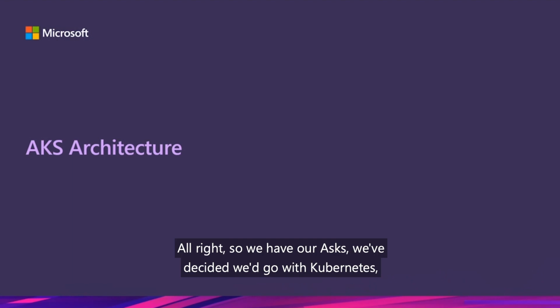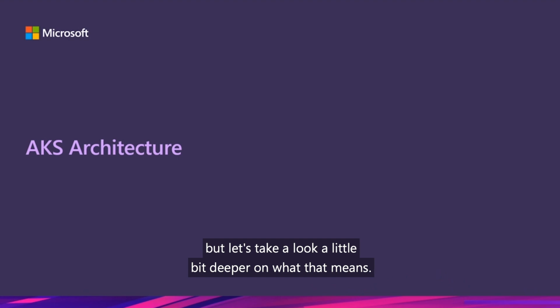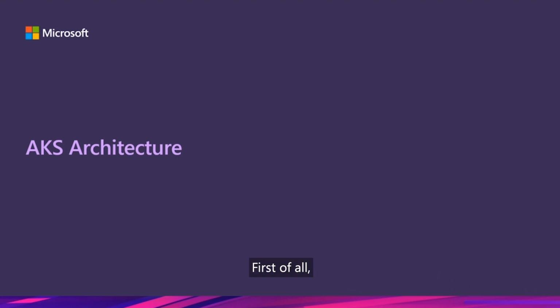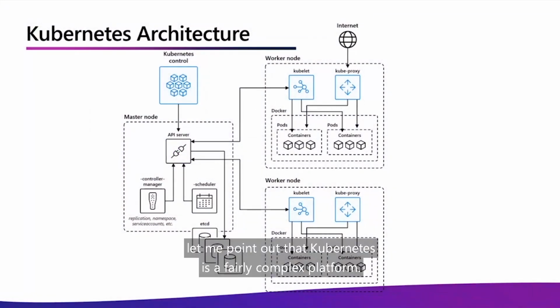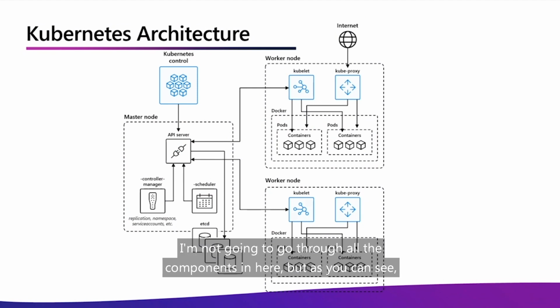All right, so we have our asks. We've decided we go with Kubernetes, but let's take a look a little bit deeper at what that means. First of all, let me point out that Kubernetes is a fairly complex platform. This is the usual Kubernetes architecture. I'm not going to go through all the components in here, but as you can see, it's fairly complex.